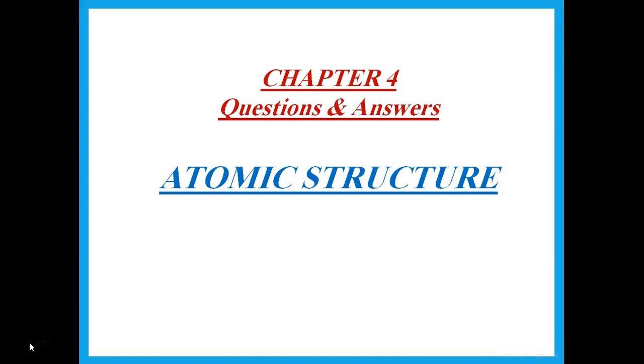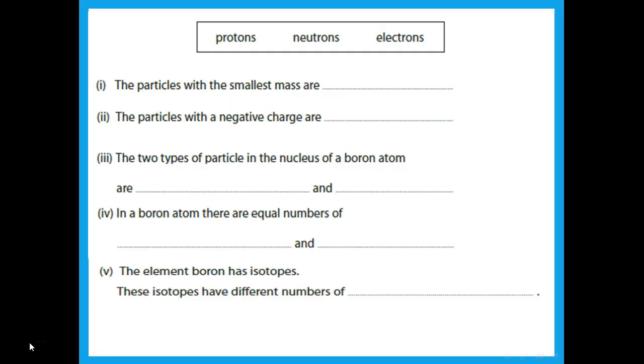This is the questions and answers in chapter 4, atomic structure. So let's take a look at the answers to your chapterized questions. The first question says the particles with the smallest mass are which one? Smallest mass, that is electrons. The particles with a negative charge, which of these have a negative charge? Of course, also the electrons.